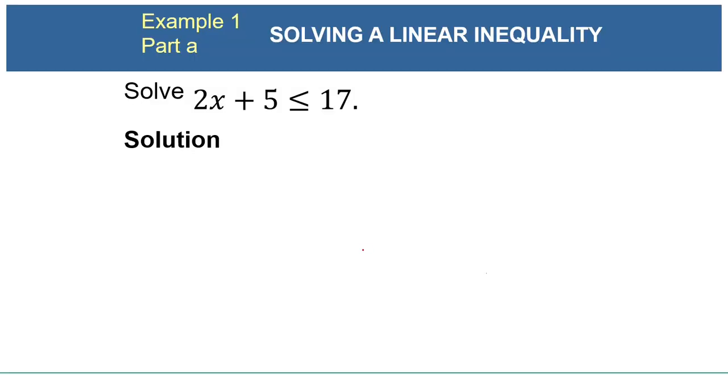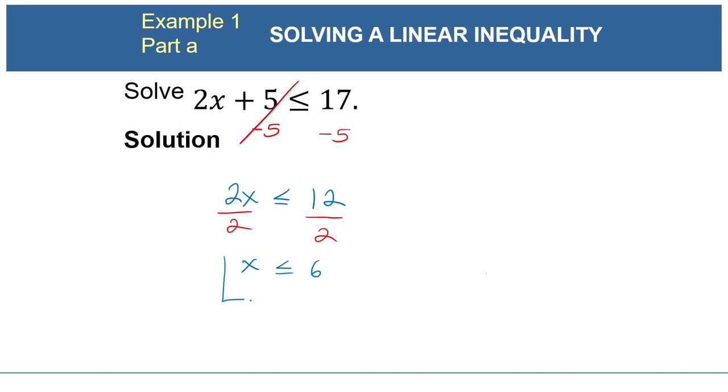Let's look at example 1, part A. I want to solve 2x plus 5 is less than or equal to 17. First step is to isolate the x term. So let's subtract the 5 from both sides. This gives me 2x is less than or equal to 12. And I don't have to switch the direction of the sign because I subtracted, not divided by a negative. I only switch the sign if I'm dividing by a negative. Now we can divide both sides by 2. And this gives us x is less than or equal to 6.